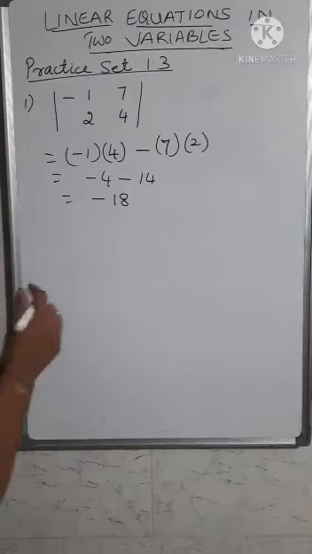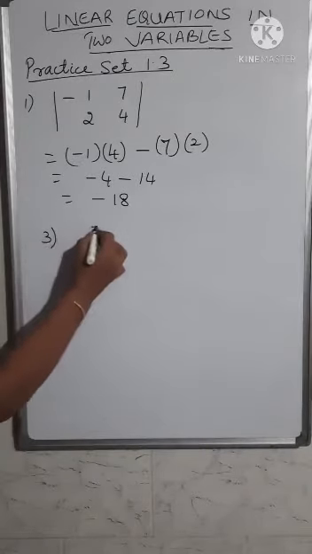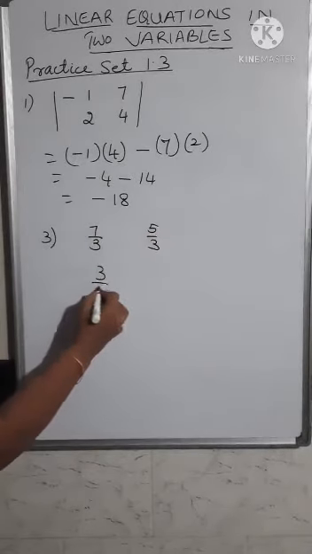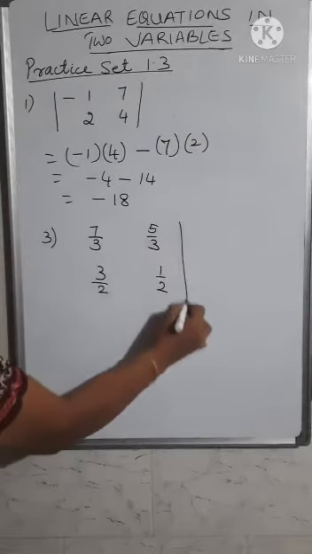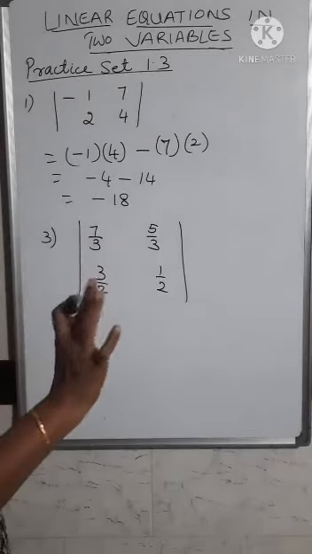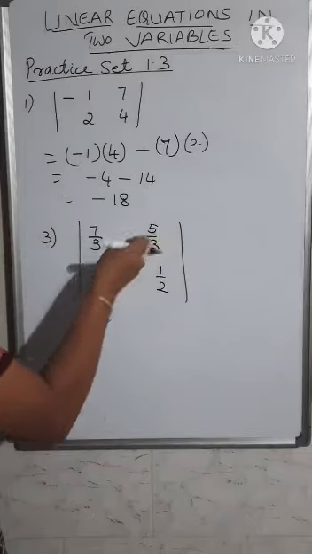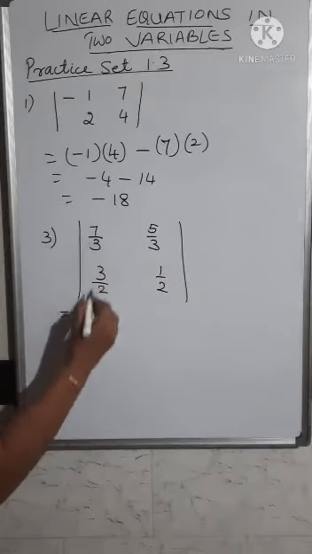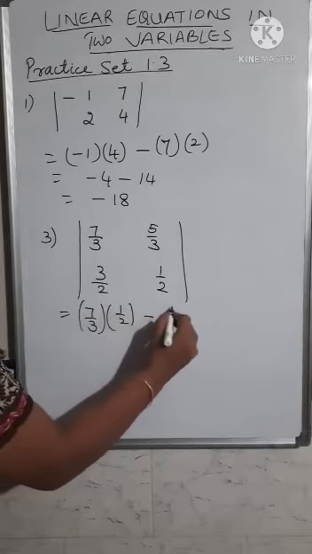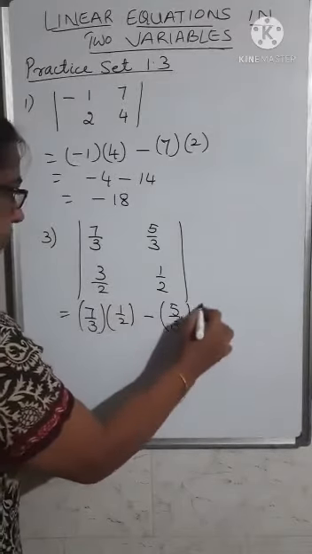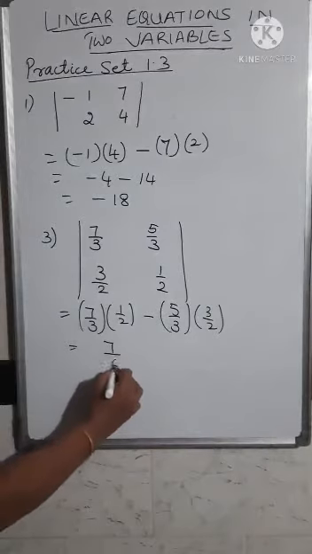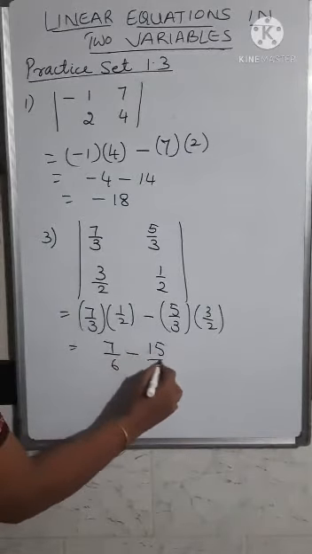We'll take one more problem where you got fractions. That is the third problem. It is given 7 upon 3, 5 upon 3, and here you have got 3 upon 2, 1 upon 2. Whether you have got fractions, decimals, or any numbers, the method of solution is the same. You have to cross multiply these two, then multiply these two and subtract one from the other. So here when I multiply, I get 7 upon 3 into 1 upon 2 minus 5 upon 3 into 3 upon 2. So now this will be 7 upon 6 minus 5 3s are 15 upon 6.